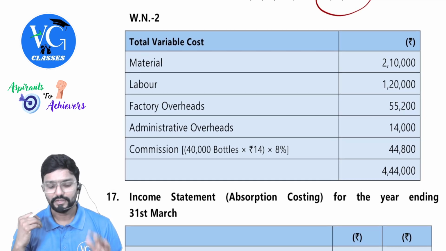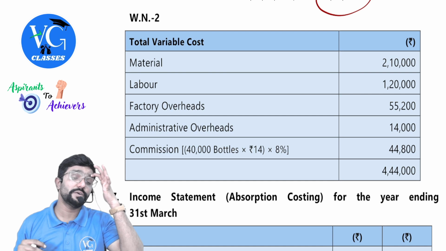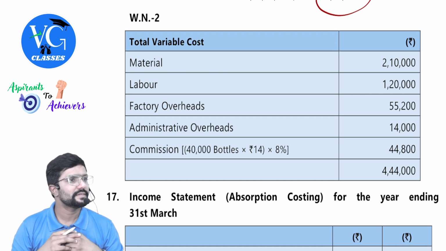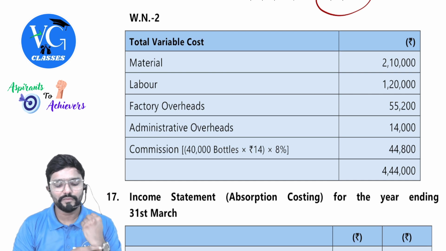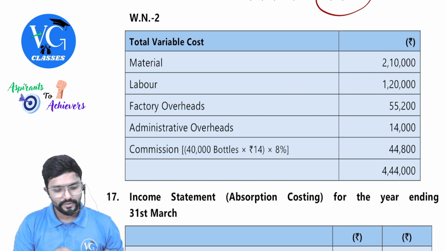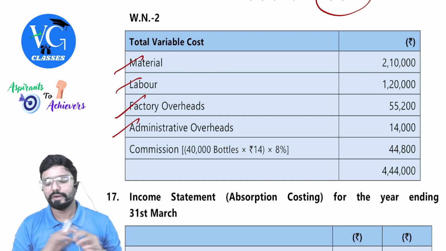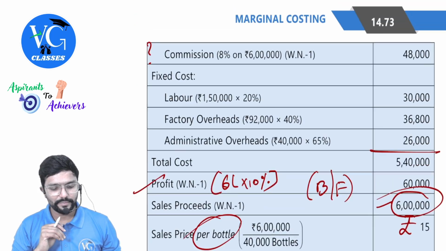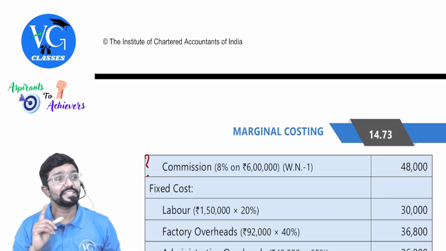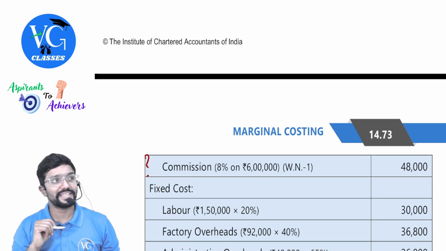What else? They want to decrease the selling price to 14, right? They want to reduce the selling price to 14. So, what is the total variable cost, guys? Material, labor, factory overhead, administrative overhead will be the same. Copy, paste. Only commission will change. Why, sir? Commission is on sales. Sales will not be 6 lakh now.